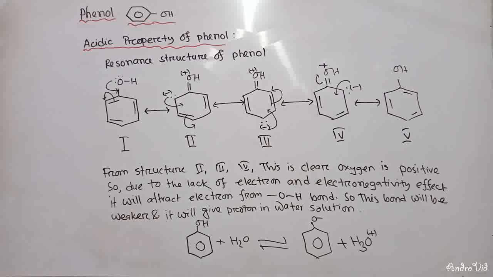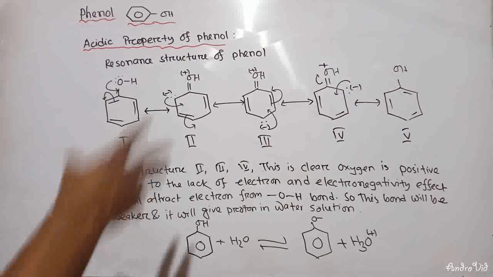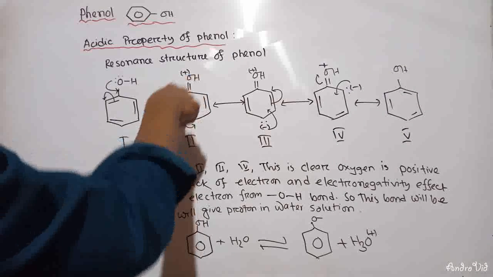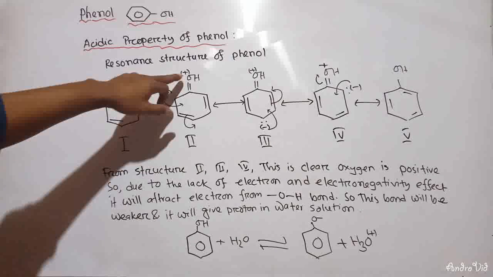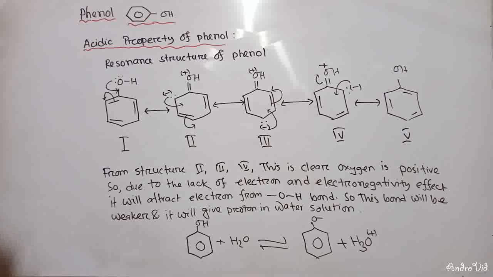Okay, as the oxygen atom has a positive charge, at the same time the oxygen atom can act as a good electronegative element. As it has a shortage, a deficiency of electrons, it can act as a good electronegative element. So it should attract the electron between the two atoms, oxygen and hydrogen, towards itself. In this way, the bond will be weaker.